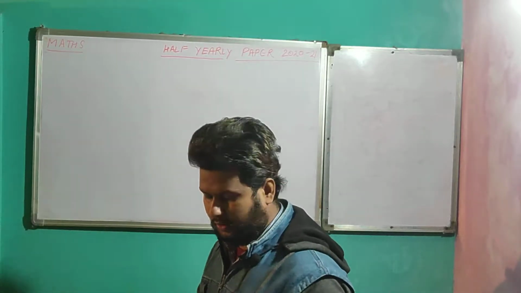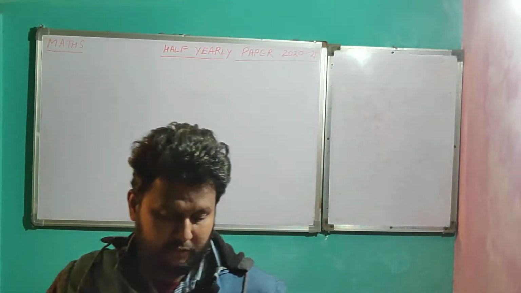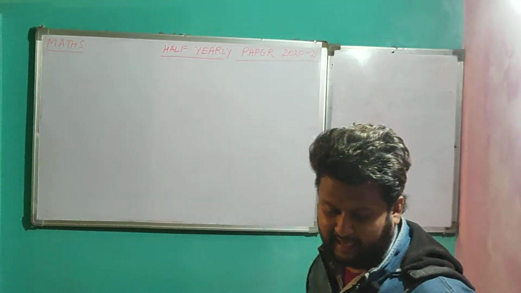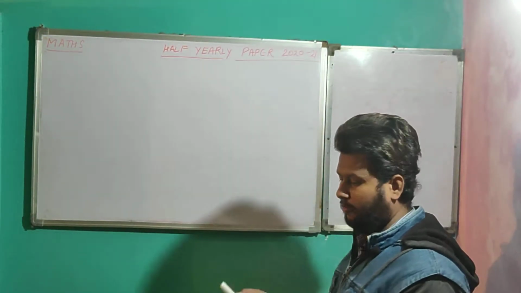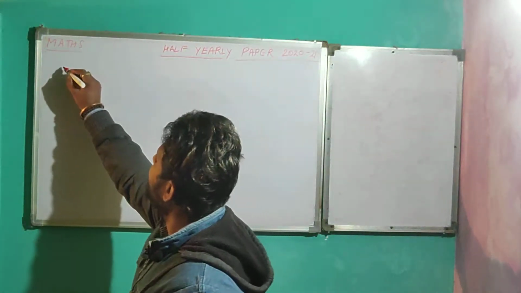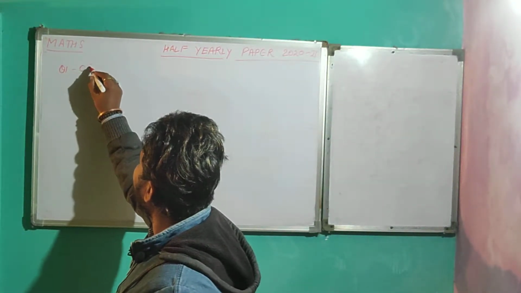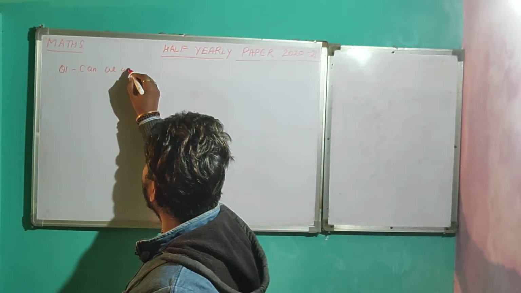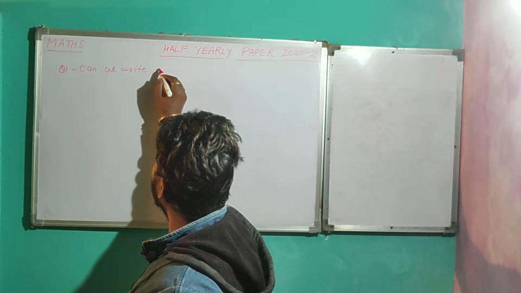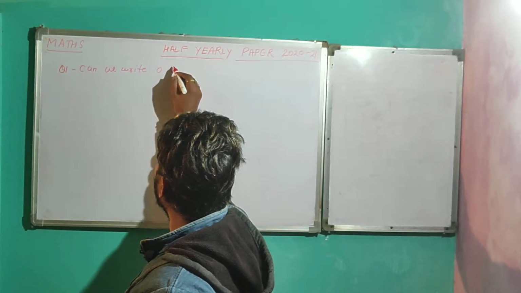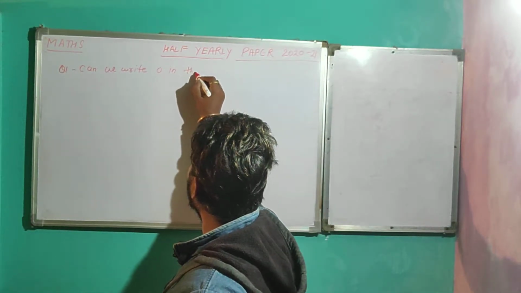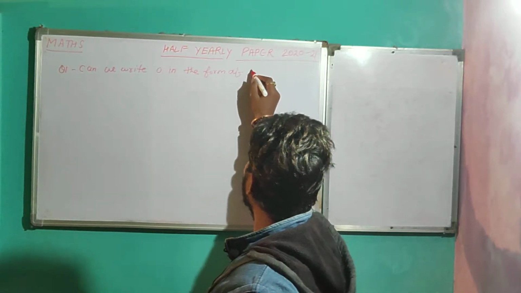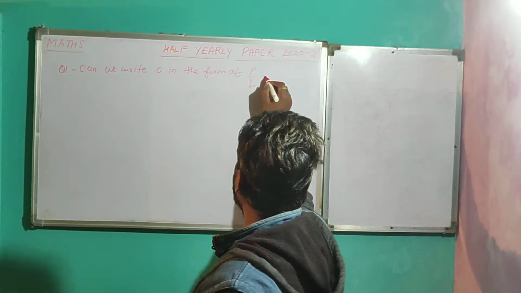So the first question is, can we write 0 in the form of P upon Q?